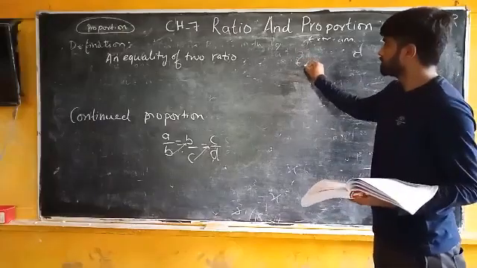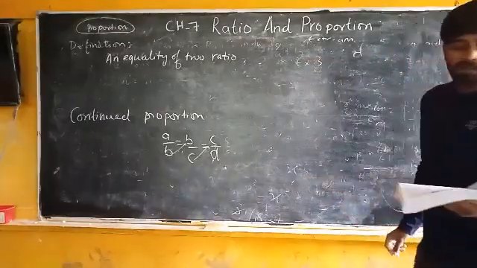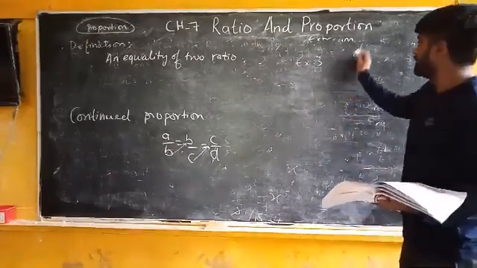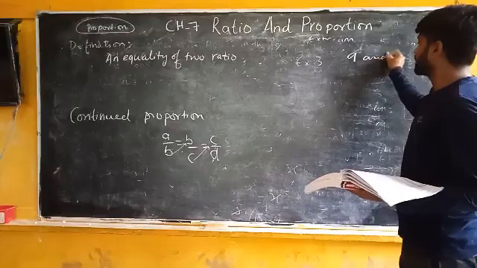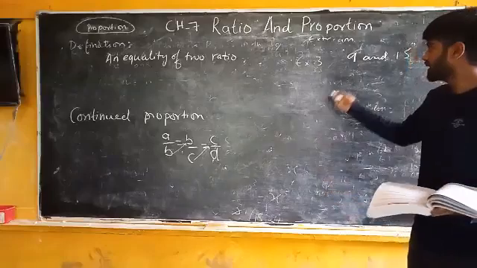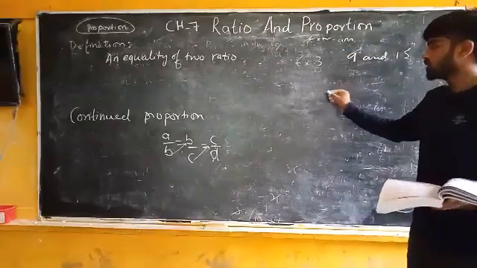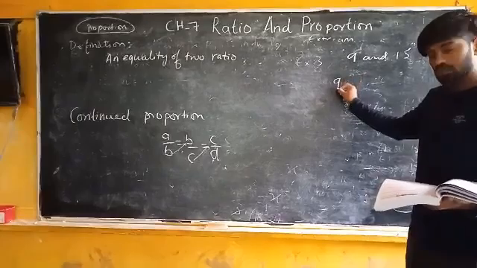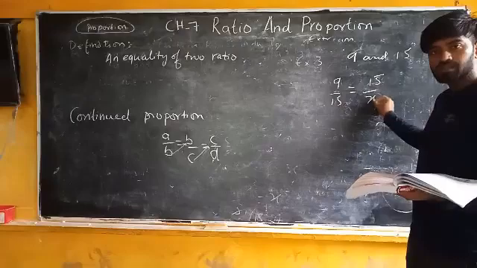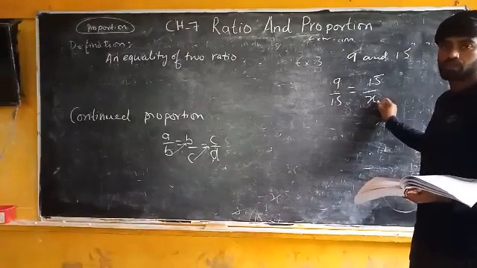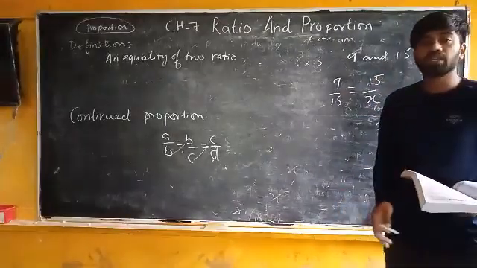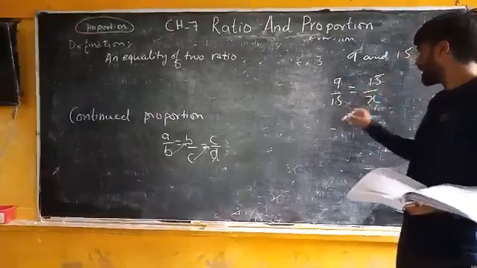Example number 3. What does example number 3 say? Find the third proportion. I have two terms, 9 and 15, and I need to find the third proportion. But a proportion has four terms, so what will we do when only two are given? 9, 15 and x. So x is going to be the third proportion. This is first, this is second, and this is the third when they have given three terms.